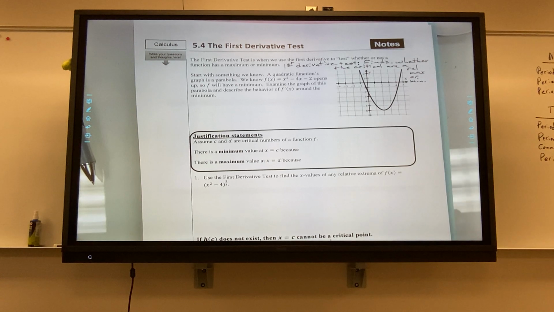Remember, just because you have a critical point doesn't necessarily mean it's a relative max or min, but if there is a relative max or min, it has to come from a critical point. There's an infinite number of points on a curve, right? We're able to say, hey, it's possibly these 2 or 3 points, okay?